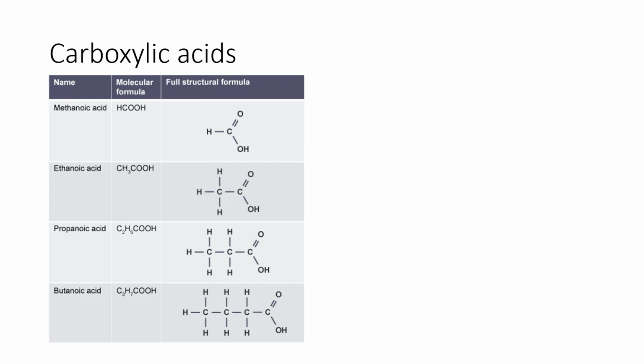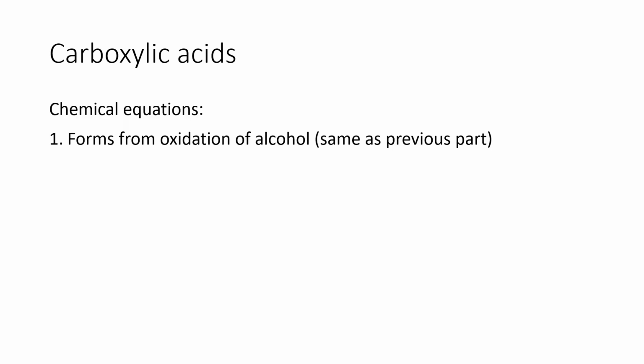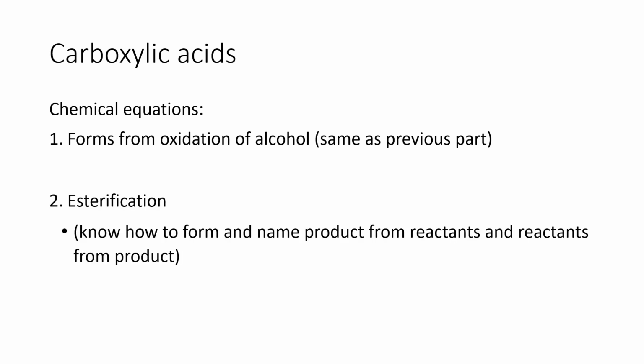For the chemical equations, carboxylic acids are formed from oxidation of alcohols, and you can see that in my alcohol video, so I shall not repeat. And for my students, you need to know the conditions and the reaction. If you don't, you will write it during the lesson again. Then the second chemical equation we need to know is the esterification process, basically to form esters.